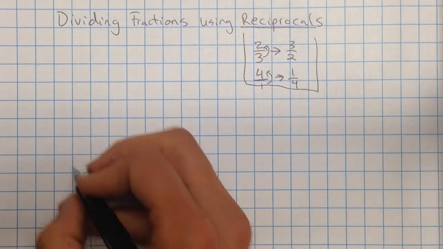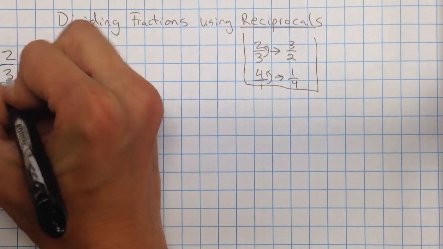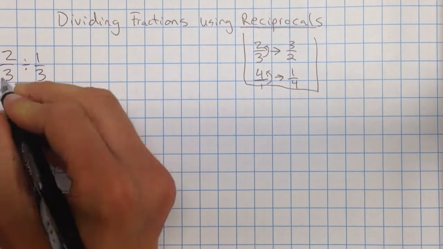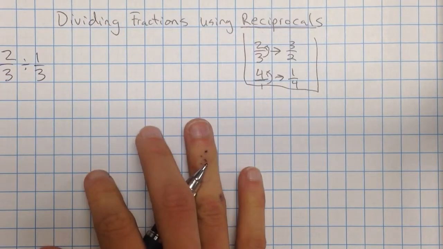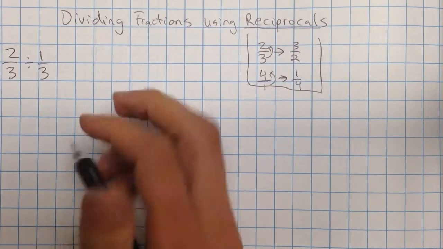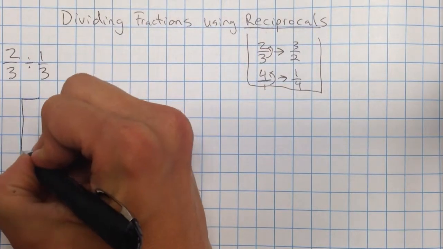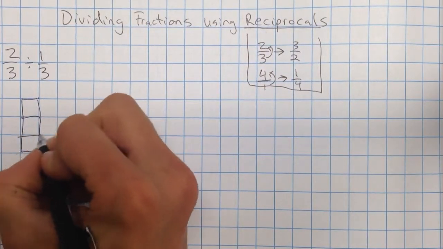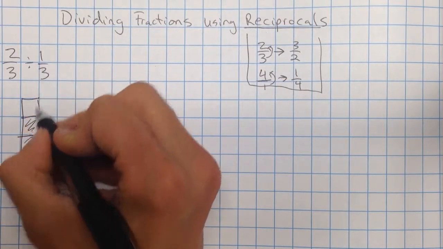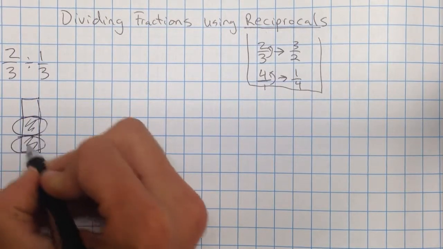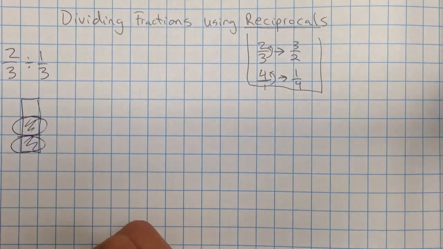Okay, so for instance, let's say we had the problem 2/3 divided by 1/3. So we can think about what that means first. If we have 2/3, that means we have thirds, and we had 2 of those filled in, and we're dividing by 1/3. So you can see there's 1/3, there's another third. So we should get 2 as an answer.